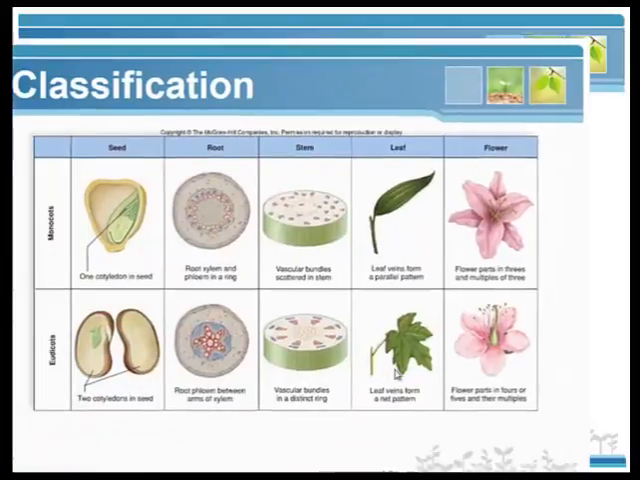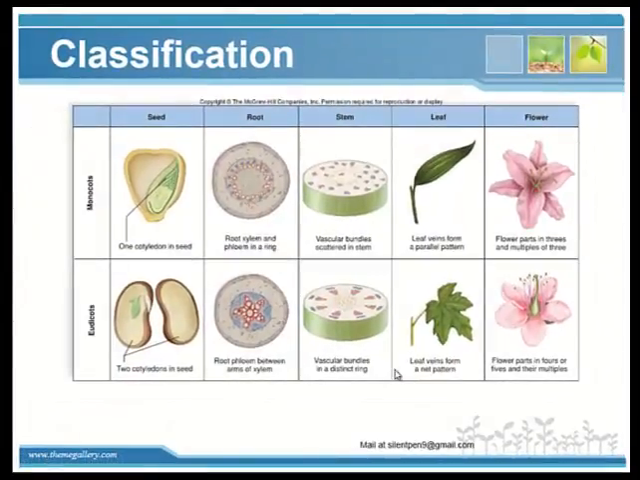Now we look at the features, or the classification, of angiosperms. We have classified the angiosperms into two major types: monocots and dicots, or eudicots. The monocots have one cotyledon within the seed, and the root structure under the microscope will appear like this. The xylem and phloem can be found in a ring-like structure, and in the stem you can see scattered vascular bundles. Parallel venation is seen in monocots, and flower parts will be in multiples of 3.